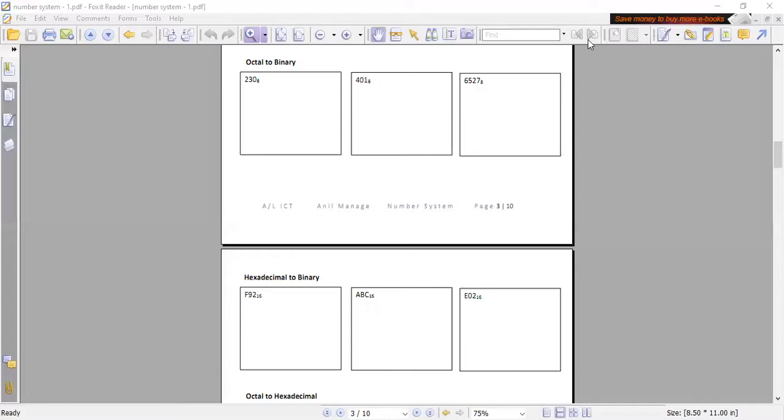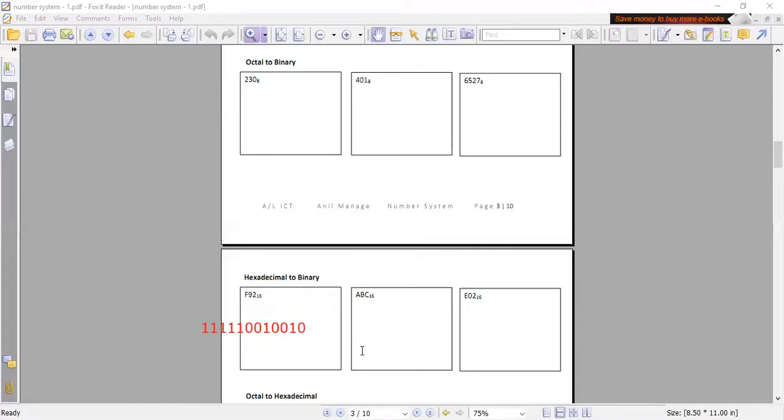Okay, we'll see the answers. Here you get F, you can write 1111. 9 you can write 1001. 2 you can represent 0010. So this is your answer. Put the base value 2.